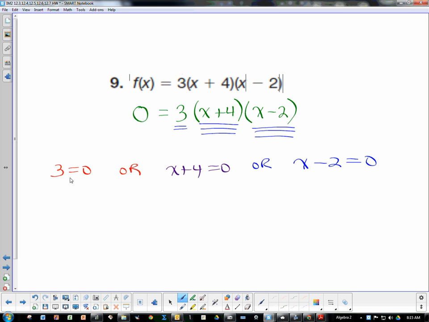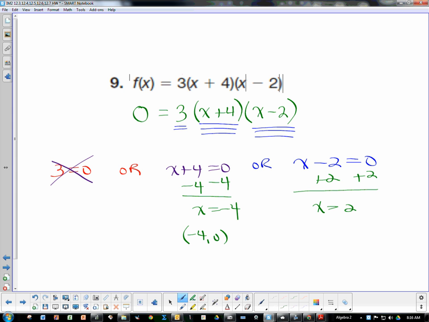Can 3 equal 0? No, that does not help us find x-intercepts. It just can't equal 0. These two help us, the x plus 4 and the x minus 2. When you solve these, minus 4, minus 4. Make sense? So we've got -4 comma 0 and plus 2, x equals 2. That's 2 comma 0. You do not have to multiply by 3. Not at all. This 3 does not help when you're finding x-intercepts.